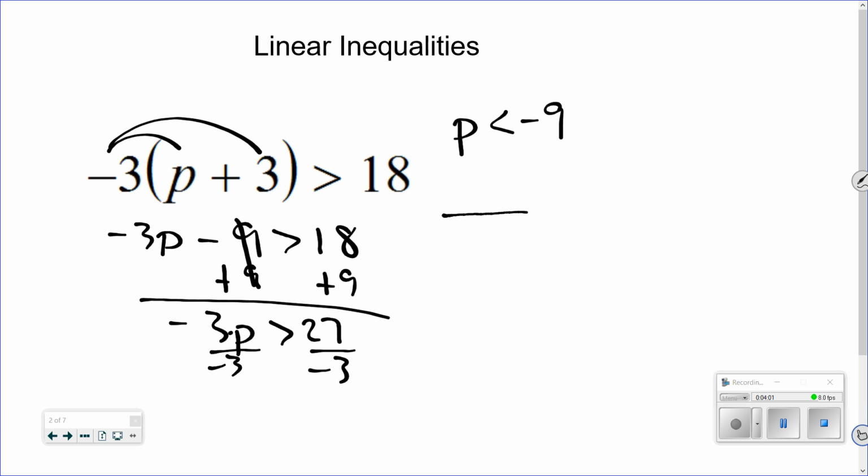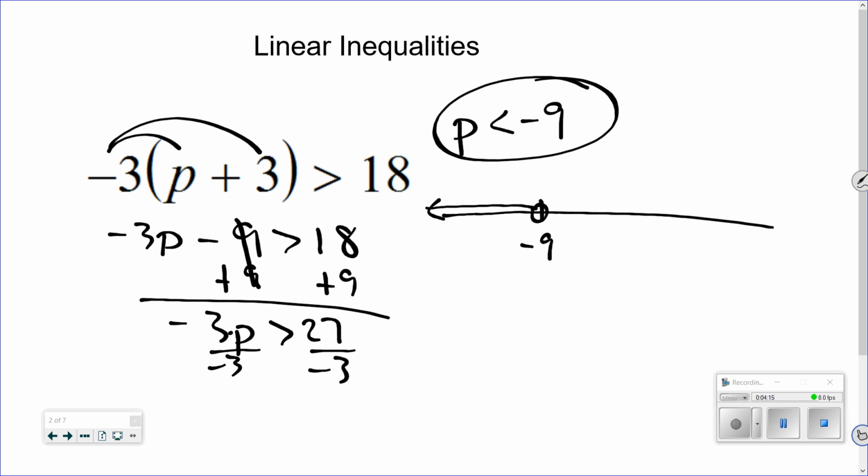Let's graph that answer. If I go to negative 9 is right there. There's no equal sign, so I'm going to do an open dot. P is less than negative 9, that means it's opening to the left. So you can write the answer with any inequality notation. You could graph the answer. We could also do interval notation. Remember with interval notation, you start from the left side. So how far to the left does it go? To negative infinity. And it includes everything between there and negative 9. So interval notation would be negative infinity to negative 9 with a parenthesis.